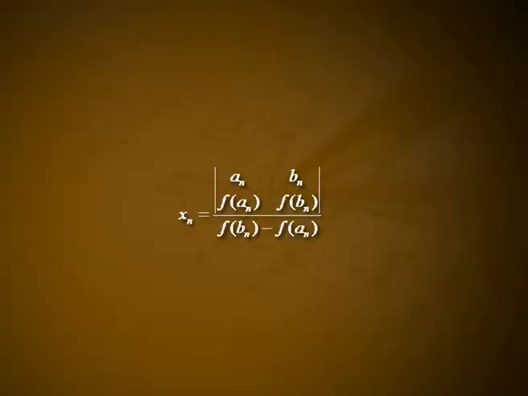Algorithm for the method of false position. Given a function f of x continuous on an interval [a0, b0] and satisfying f of a0 into f of b0 less than 0, for n equal to 0, 1, 2, etc. until termination, compute xn equals determinant an bn f of an f of bn divided by f of bn minus f of an. If f of xn equals 0, accept xn as a solution and stop, else continue. If f of an into f of xn is less than 0, set an plus 1 equal to an and bn plus 1 equal to xn, else set an plus 1 equal to xn, bn plus 1 equal to bn. Then f of x equals 0 for some x in [an plus 1, bn plus 1]. The rule of termination of the iteration is similar to those described for bisection method.